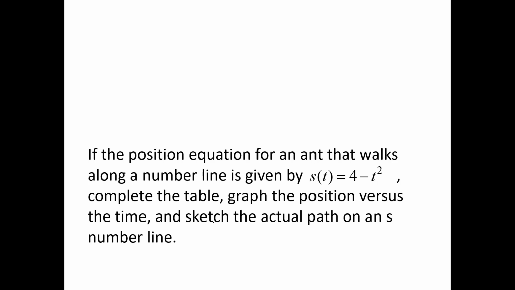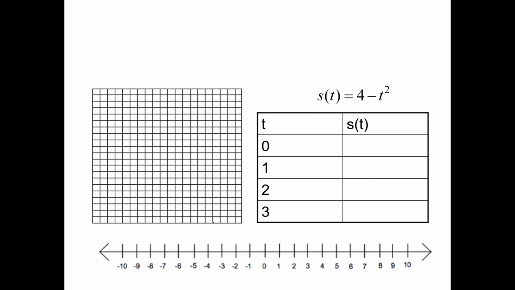If the position equation for an ant that walks along a number line is given by S of t is equal to 4 minus t squared, complete the table, graph the position versus the time, and sketch the actual path on an S number line. Now with that 4 minus t squared, at 0 we get 4. We start to the right of 0. At 1 we get 3. At 2 we get 0. And then at 3 we get -5.